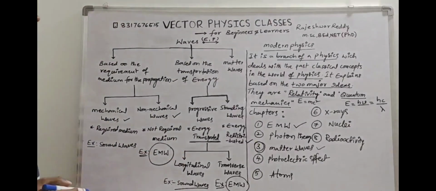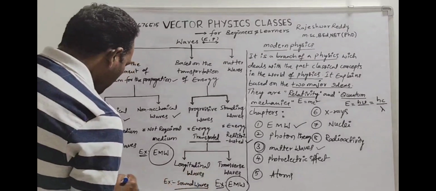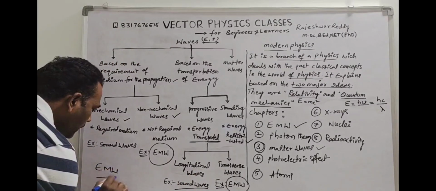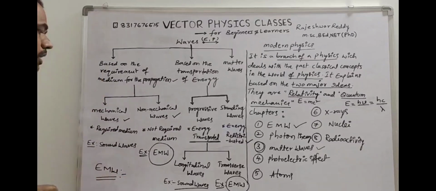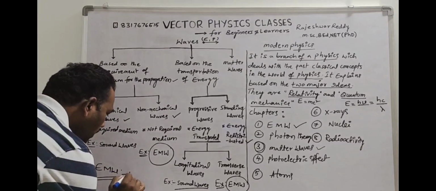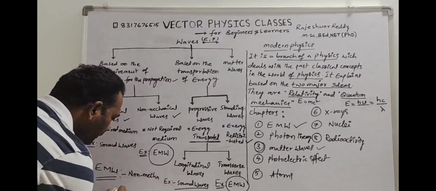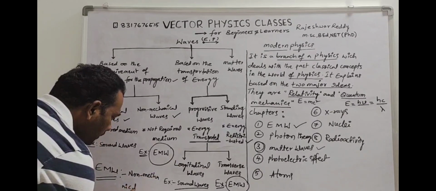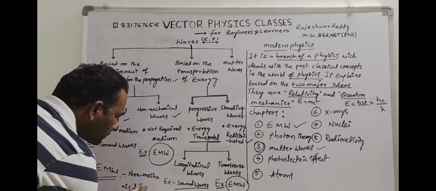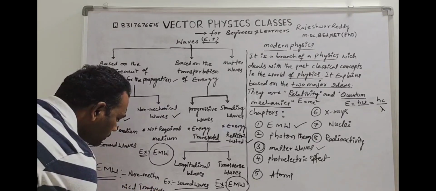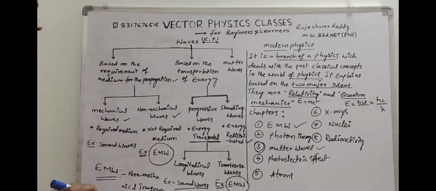So this is the classification of waves. Now it is very clear: electromagnetic waves, EMW, are non-mechanical transverse waves.